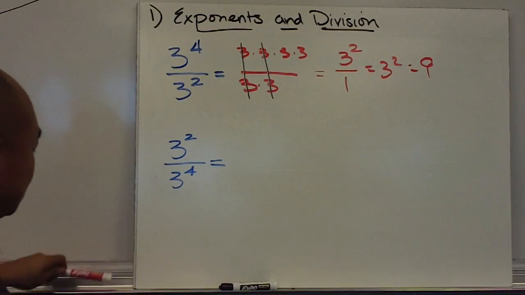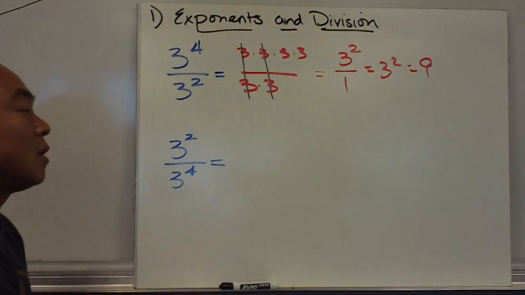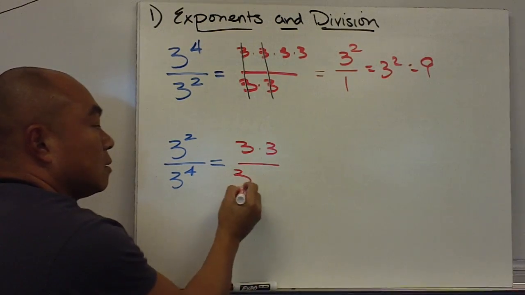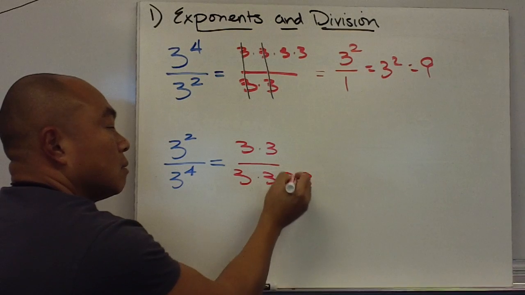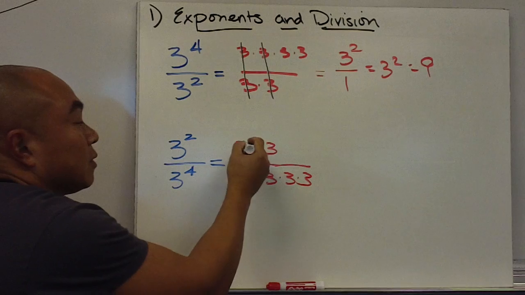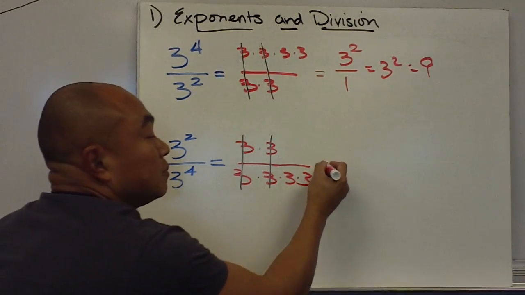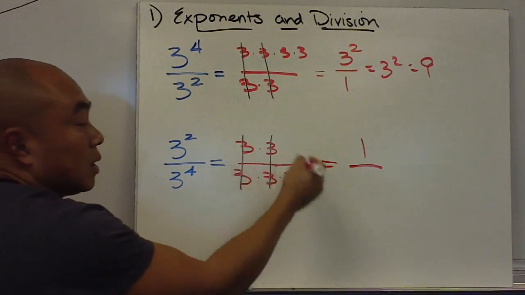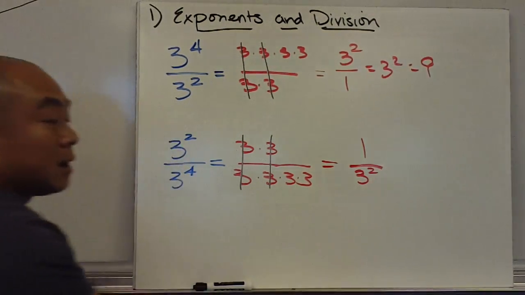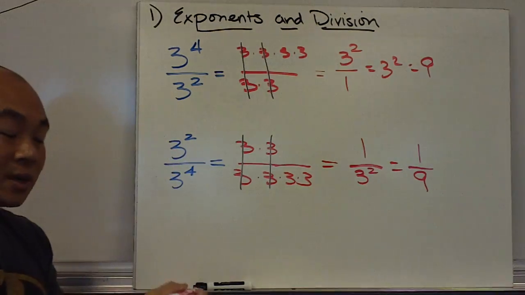Alright, now, let's take a look at this one. Same deal. First of all, we expand. So let's expand this out. Then we're going to cancel things out. So again, 3 over 3 is 1. 3 over 3 is 1. I'm going to regroup. The top I have 1. 3, all I have left is 3 to the 2nd power. And then I'm going to finish it up, because 3 to the 2nd power is 3 times 3, and that gives you 9.